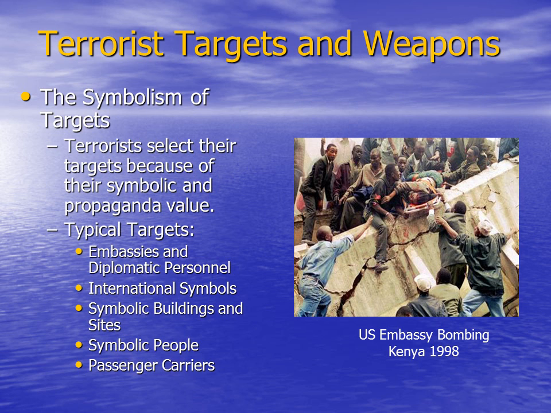In this section I talk about terrorist targets and weapons, the symbolism of targets. Terrorists select their targets because of their symbolic and propaganda value. It's pretty obvious because they want to appeal to their base, to their founders, to their financiers, to let them know that they are a viable organization. That's why, for example, you see a picture here of the U.S. Embassy bombing in Kenya. Most of the people killed in that bombing were Kenyans, not Americans. There were some killed. And I've been to Nairobi where this occurred, and at the time the American Embassy was right on the street, so it was a pretty easy target.